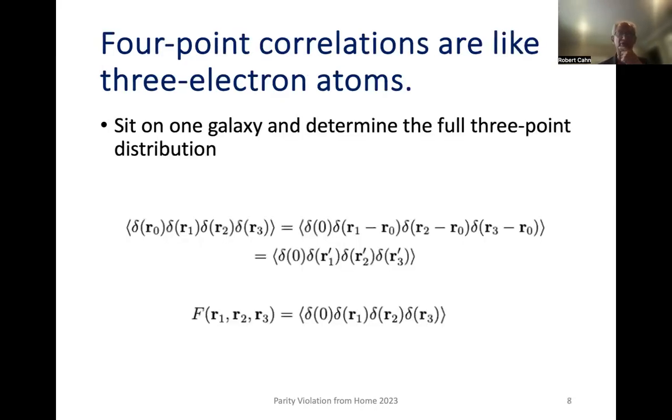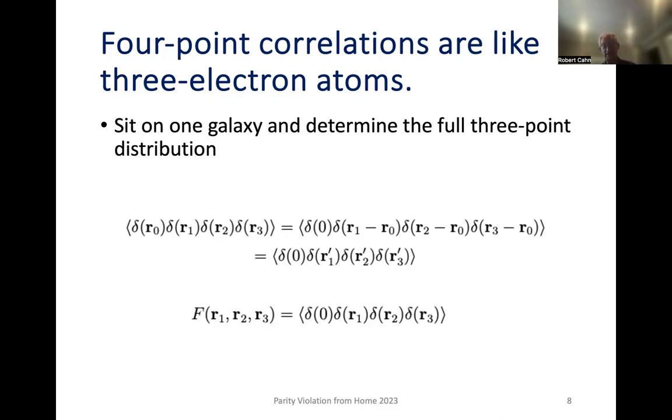Now, 4-point correlations are like 3 electron atoms. So if you sit on one of the 4 galaxies and look at the distribution of matter around that galaxy, or the distribution of galaxies really around that galaxy, the 4-point correlation function is given by the expectation value that's shown here. Delta here is the deviation of the density from the mean density. And this is the standard correlation that one would want to measure as a 4-point correlation.